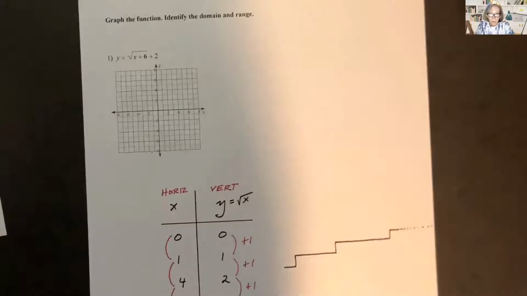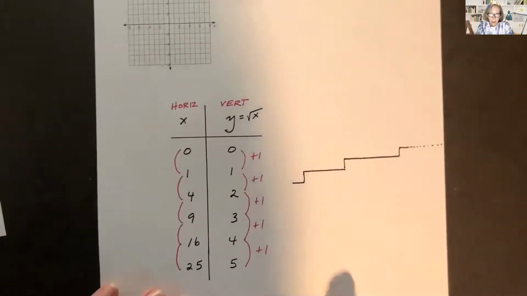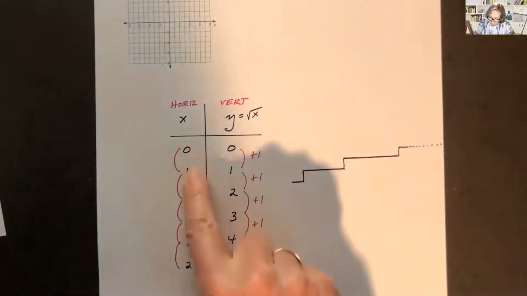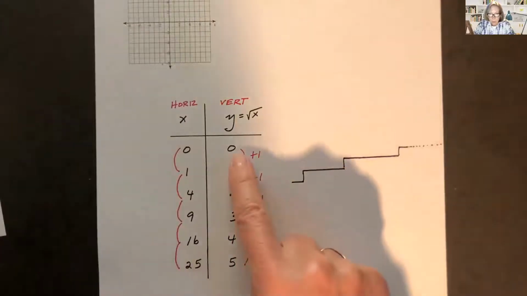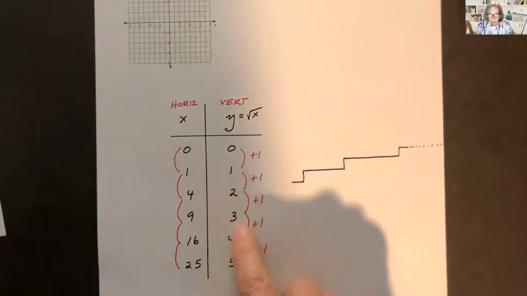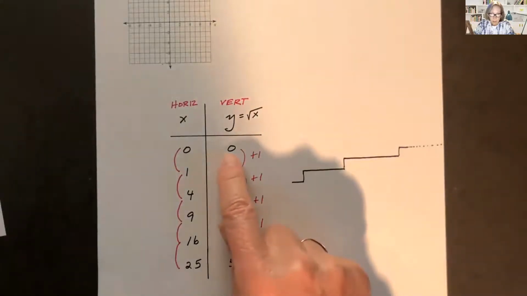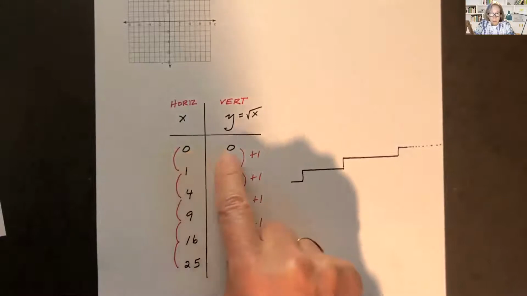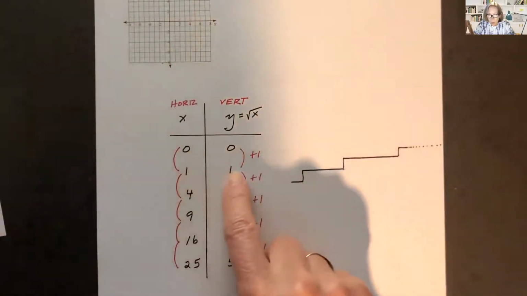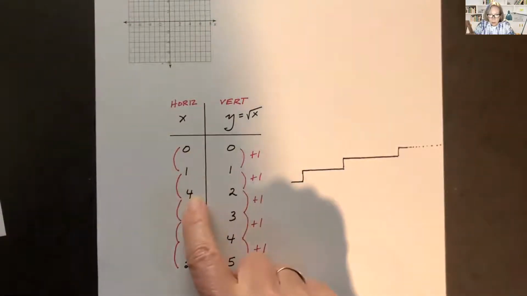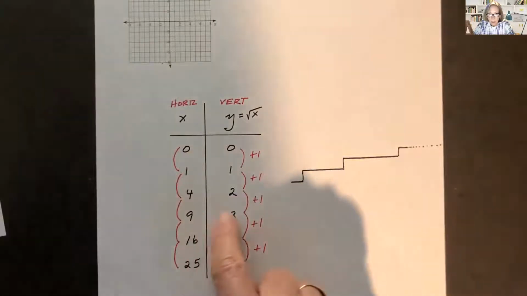If we look at the parent function, it does have a fixed and permanent shape, and it's based on the fact that when we take perfect numbers that are perfect squares, and we take the square root, we get bigger by 1 on the square root. So when x is 0, the square root of 0 is 0. When x is 1, the square root of 1 is 1. When x is 4, which is a perfect square, it has a square root of 2, etc.